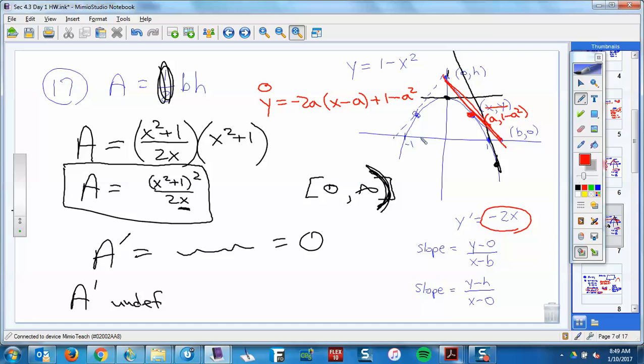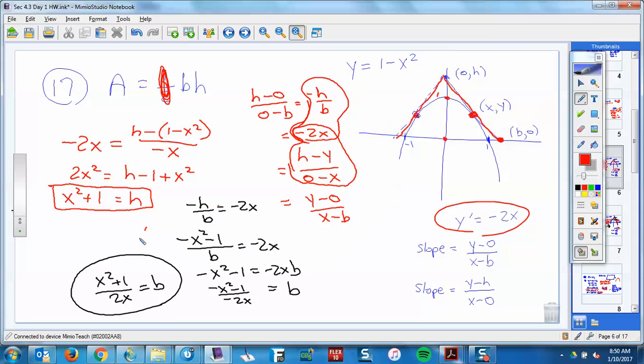And then they said, what's h? Well, h is when you plug a 0 in for x. So if you plug a 0 in for x, you get 2a squared plus 1 minus a squared. You get a squared plus 1. So when they plug the 0 in for x, they got a squared plus 1. Well, that would be the h.